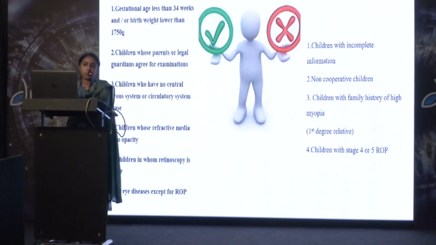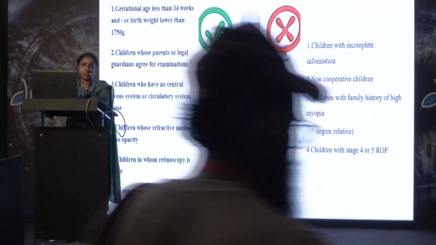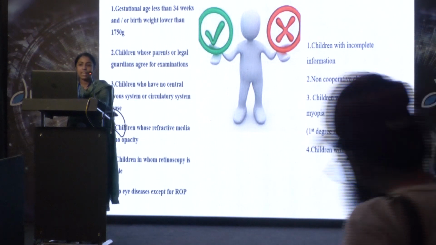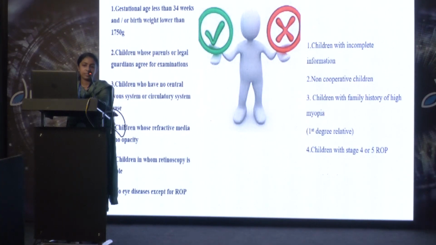So children who were born at a gestational age less than 34 weeks and with birth weight lower than 1,750 grams, those with no other systemic diseases, those with clear refractive media in whom retinoscopy is feasible, and those with no eye diseases except for ROP were included in my study, whereas those with incomplete information, non-cooperative children, those with family history of high myopia, and those children diagnosed with stage 4 or 5 ROP were excluded.